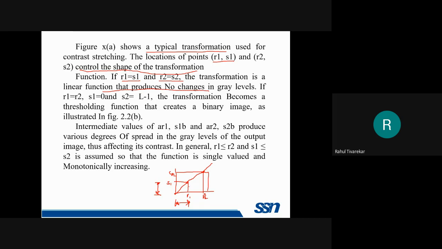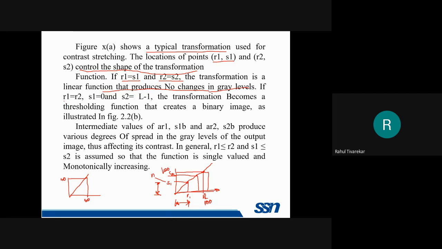You have point R1, you map it to S1. As I said, R1 is equal to S1 and R2 is equal to S2. If this intensity is, let's say, 100, then S2 will also be 100. The meaning of this is that whatever intensities you have in the input image, the same intensities you will get in the output image, because there is a straight line mapping between input and output. If you have intensity 50 here, the corresponding intensity in the output will also be 50. So you have no changes in the gray levels.